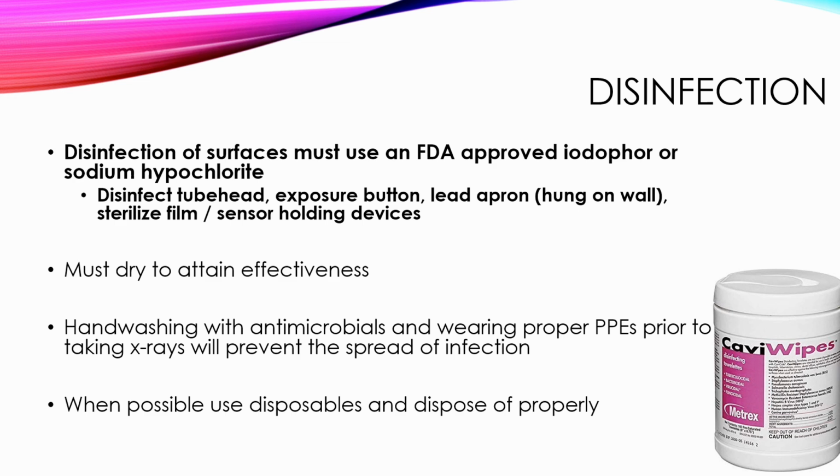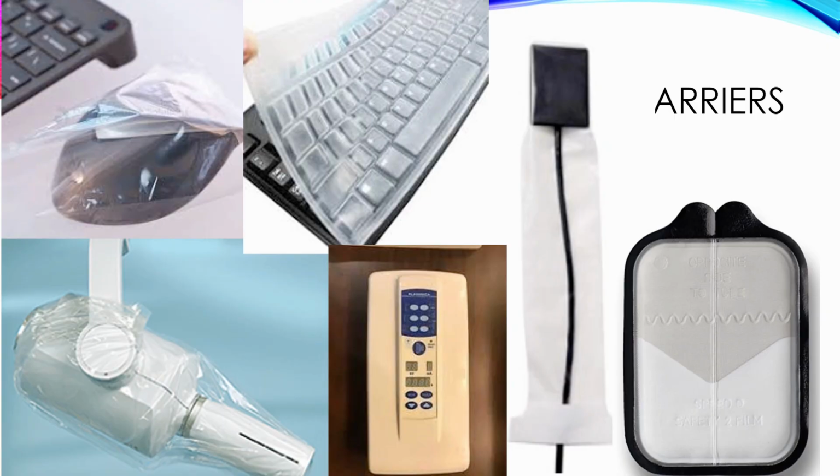On hard surfaces, such as countertops, we have to use an FDA-approved iodophor or sodium hypochlorite, which is bleach water. The exposure button, lead apron, holding devices, and the tube head all need to be disinfected and or sterilized, or use barriers to protect them from being exposed to saliva. On this slide, you can see an example of things that will need a barrier.